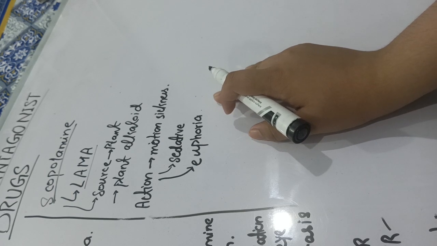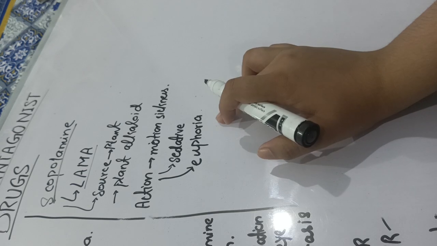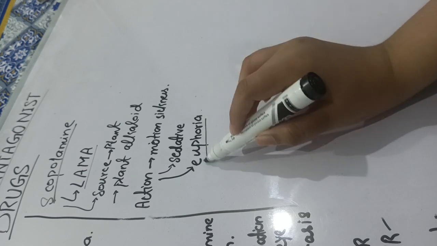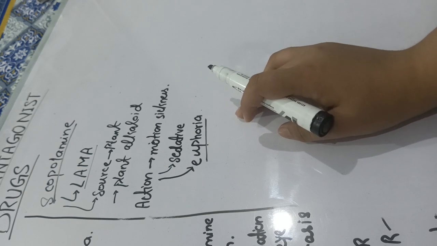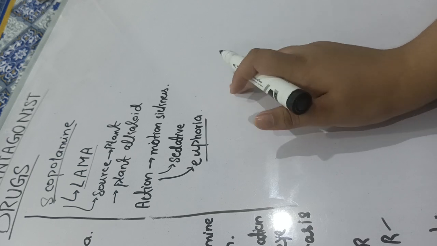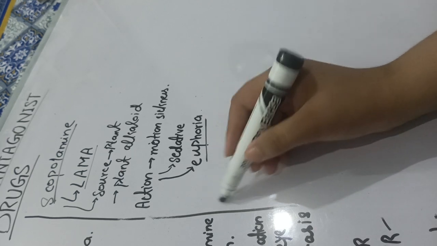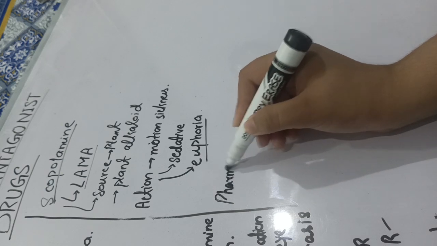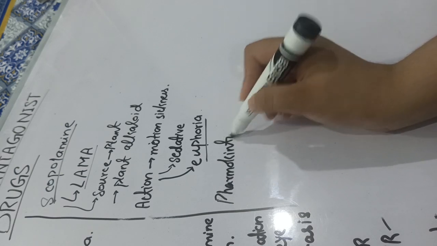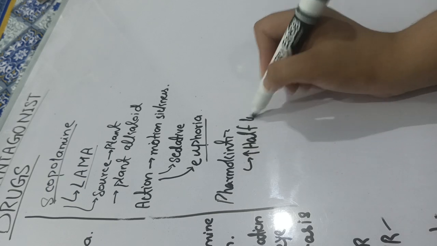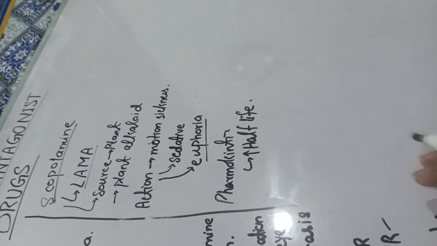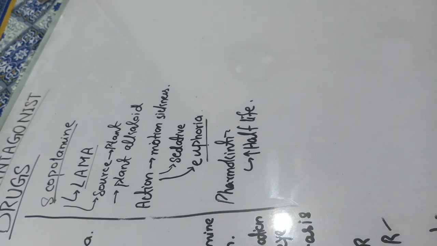This is because it is producing excitement in the patient, so therefore we use the word euphoria. Then its pharmacokinetics is that it has a long half life, and its adverse effect is just similar to atropine. Okay, now let's move on to the next drug.